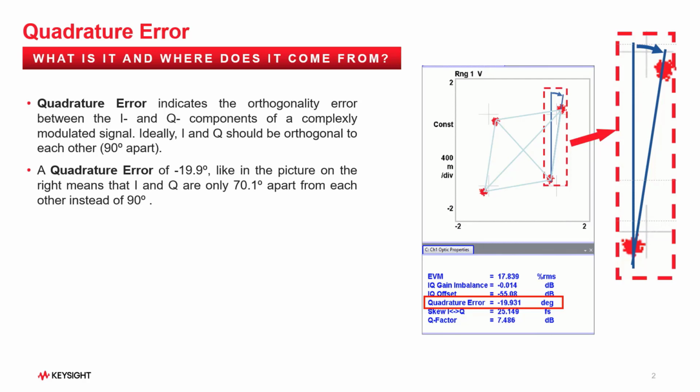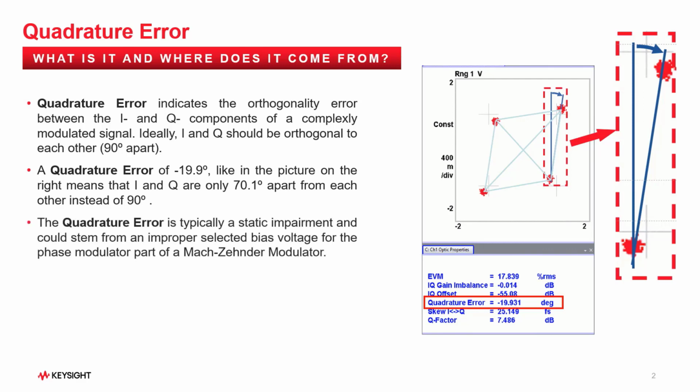This means for modulation formats with square constellation diagrams such as QPSK, the expected square in the IQ constellation diagram is distorted to a diamond shape. Typically, the goal is to achieve an error in the order of a few tenths of a degree. The quadrature error could stem from an improper bias voltage setting of the phase modulator part of a Mach-Zehnder modulator.